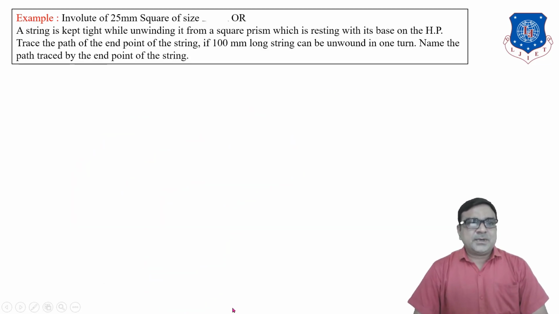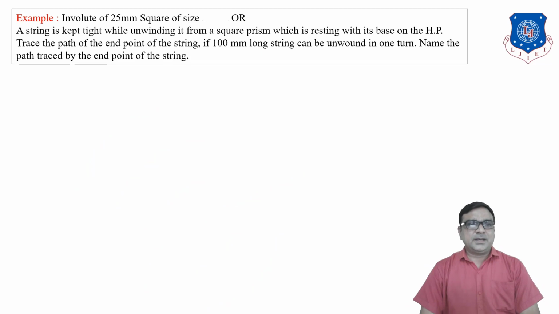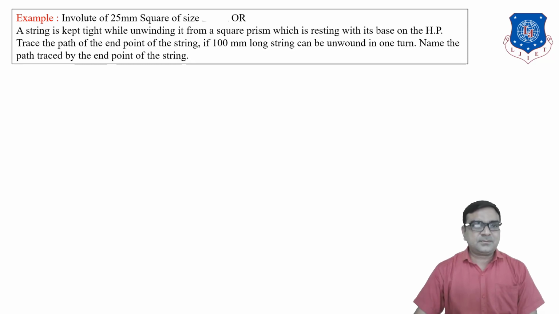Another example is for a polygon. Here, involute of a 25 mm square. A string is kept tight while unwinding it from a square prism which is resting with its base on HP. Trace the path of the end point of the string. If a 100 mm long string can be unwound in 1 turn, name the path traced by the end point of the string.